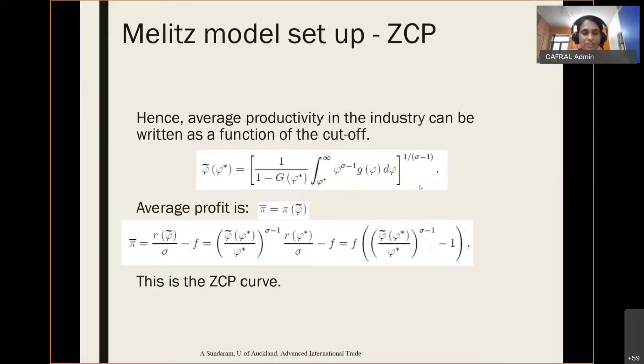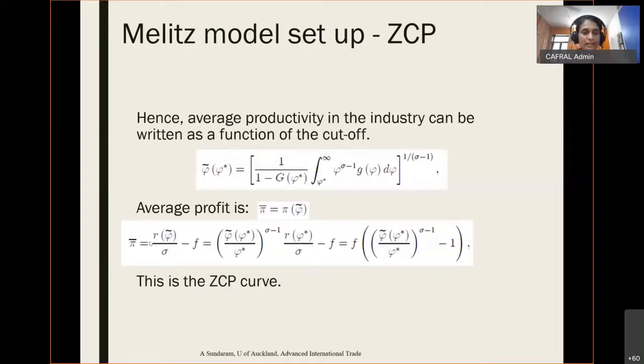So this expression here gives us the average industry level productivity in the country once that phi star has been determined. So we will then define the average profit in the industry. We're going to call that pi bar. That's average profits. It's simply the profit evaluated at the average productivity level phi tilde. Okay. So what is pi bar? We know what the profit function looks like. We derived that on, I think, the second slide. So pi bar is going to be simply r of the average phi tilde over sigma minus f.